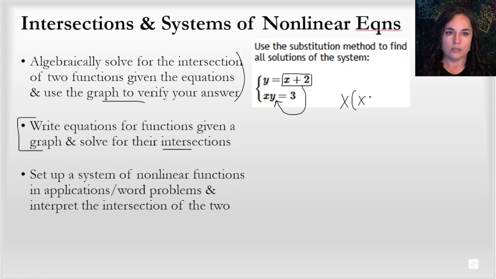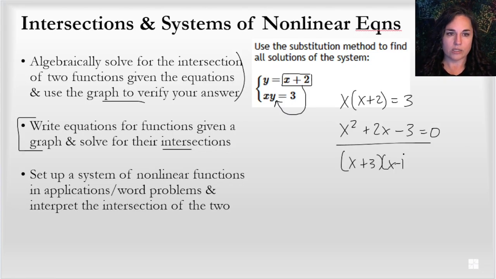So x times (x plus 2) equals 3. We're going to solve. I'm going to distribute: x squared plus 2x. I'm going to move the 3 over and get the general quadratic form. You may notice that this factors. I'm going to have (x plus 3)(x minus 1) equals 0. And using the zero product property, I can set up and solve for two values: x equals -3 or x equals 1. And this will be the solution.